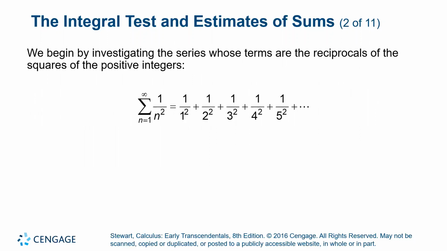So let's look at a different type of series, 1 over n squared. So what you see on the screen is the first 5 terms in the series 1 over n squared. So we have 1 over 1 squared, 1 over 2 squared, 1 over 3 squared, and so on. So that is what this sum looks like. 1 plus 1/4 plus 1/9 plus 1/16, and so on.